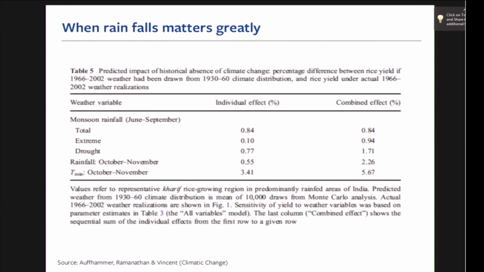And the nice thing about these econometric studies, these statistical studies, is you don't just get the direction of the impact, but you actually get a number for it, so you can simulate what this means for rice. So overall amount of rainfall is really significant, but you can see that the coefficient on drought here is roughly the same size as that of total monsoon rainfall. So drought is really, really bad for rice output.